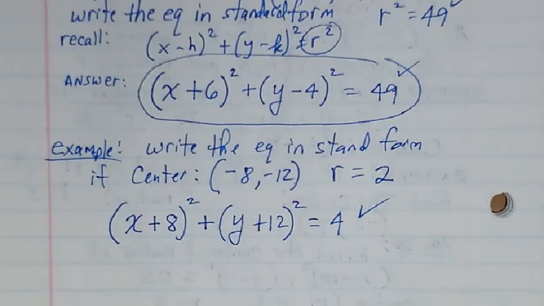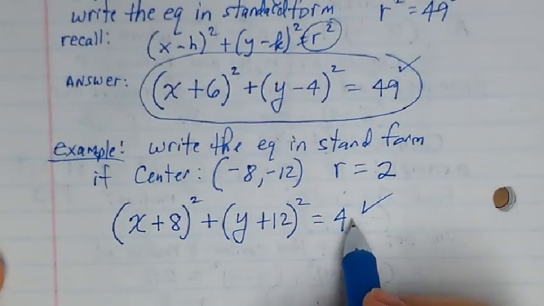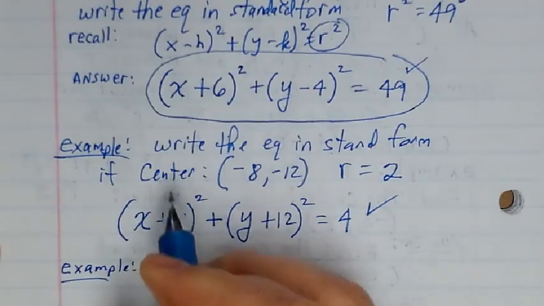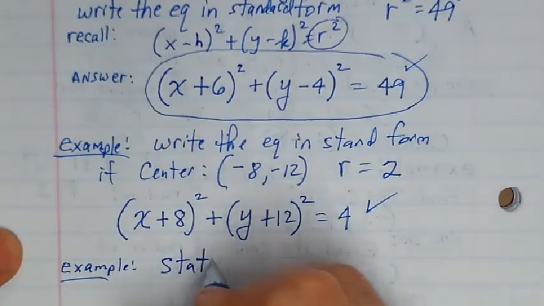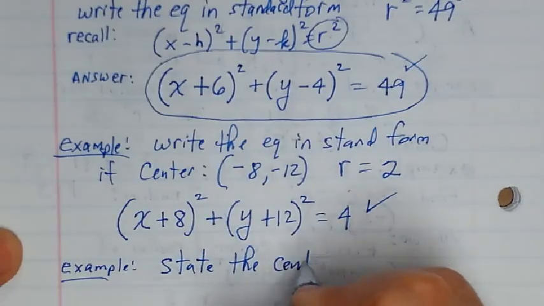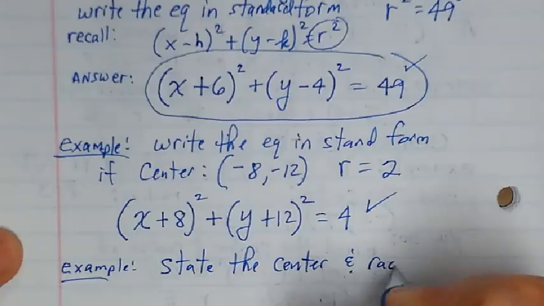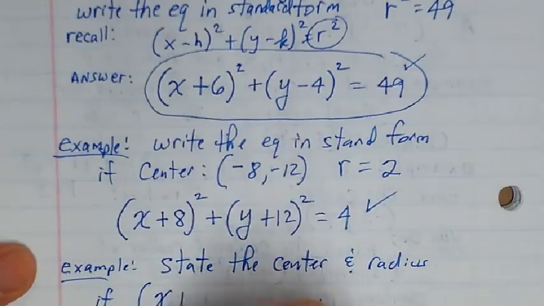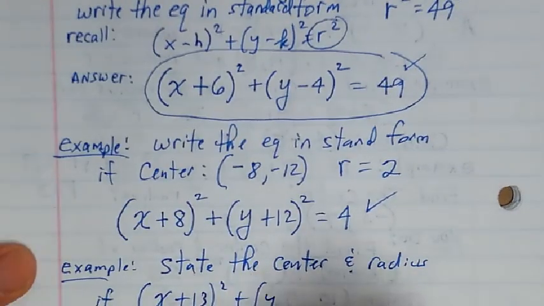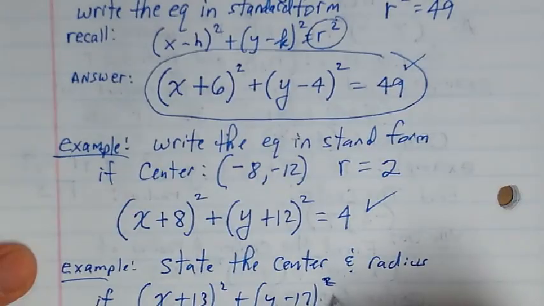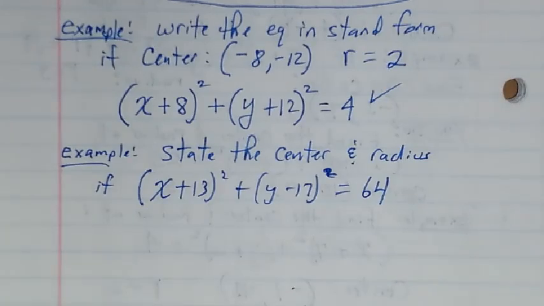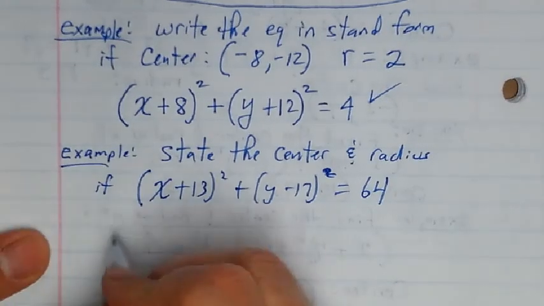Last one. And then I'm going to show you something. State the center and radius if x plus 13 squared plus y minus 17 squared equals 64. Now I don't have the calculators out, but we're going to find the center. We're going to find the radius. Okay, and I'll pause this. That's the last one I'm going to do.